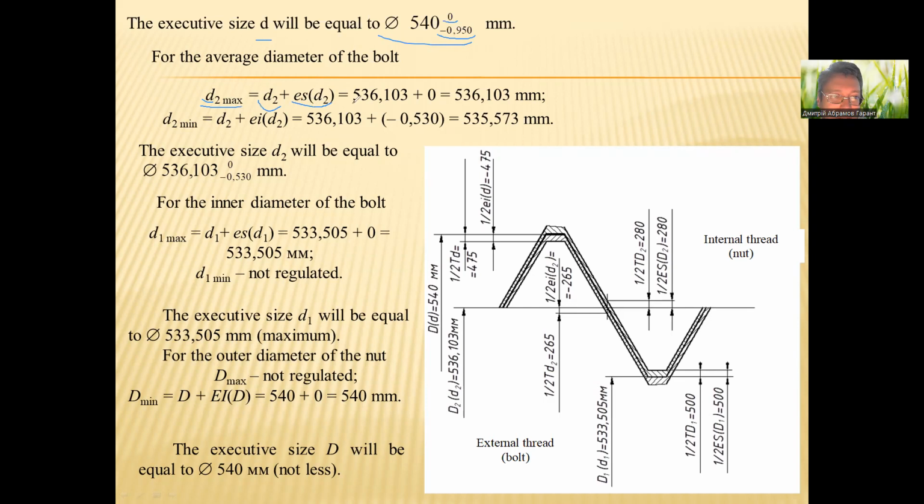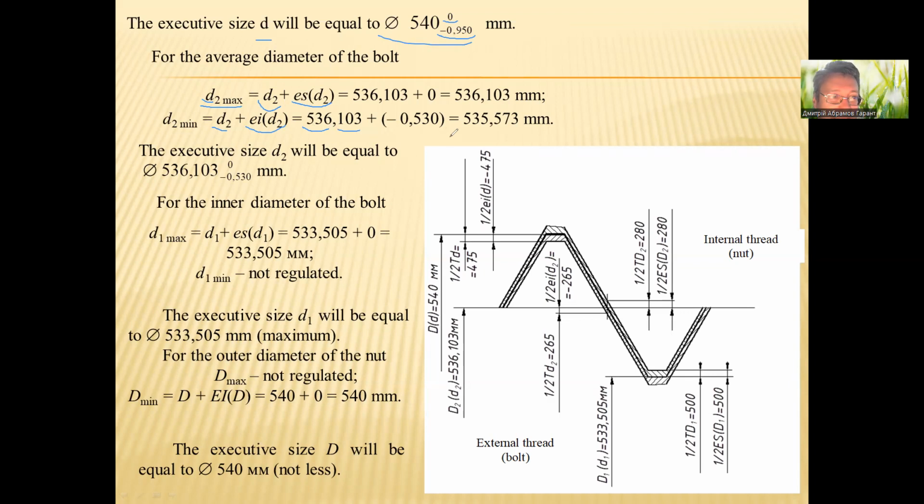And we have d suffix 2, 536.103 plus 0, and we have 536.103 millimeters. d suffix 2 minimum is equal to d suffix 2 plus the lower limit deviation on this diameter, and we have d suffix 2 is 536.103 plus minus 0.530, and it will be equal to 535.573 millimeters.